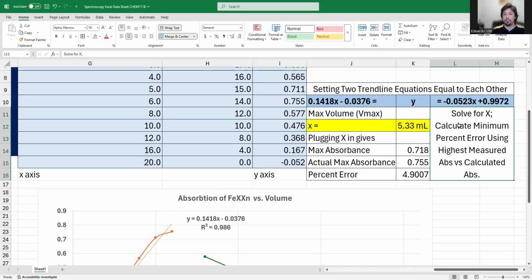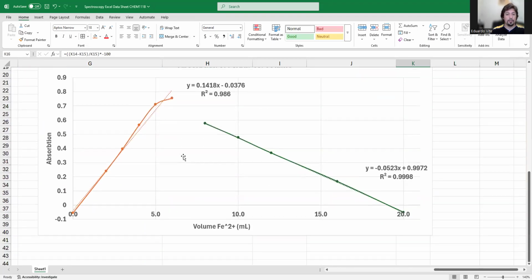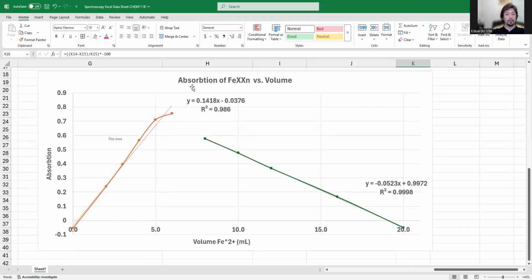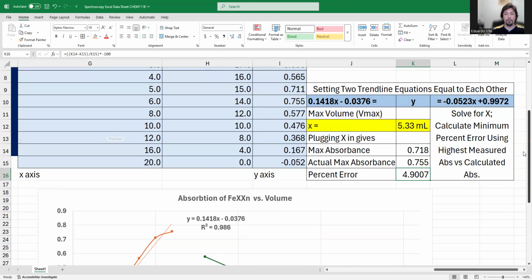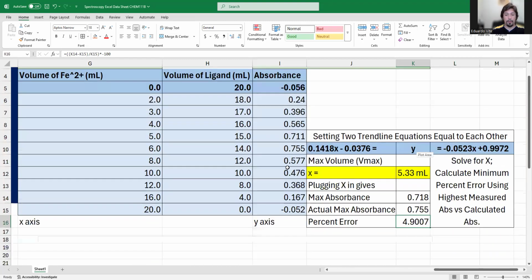And you can see the instructions here that I put down. It says solve for X, calculate minimum percent error using highest measured absorbance, actual versus your calculated absorbance. So actual minus theoretical divided by actual times 100, 4.9%. And so this is what your graph should look like. You have two trend lines, two equations, two R values, both on the same graph. And then you set these two equal to each other and you solve for X. Once you solve for X, you get all of this extra information right there.